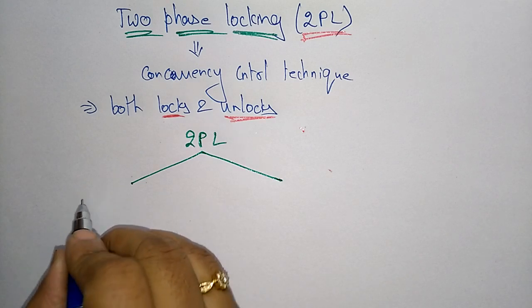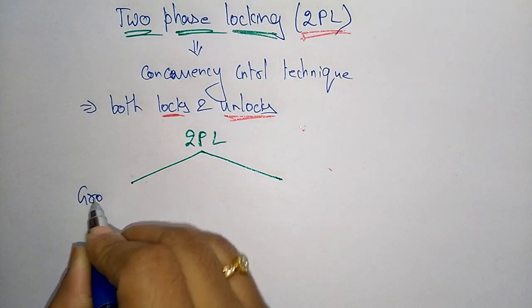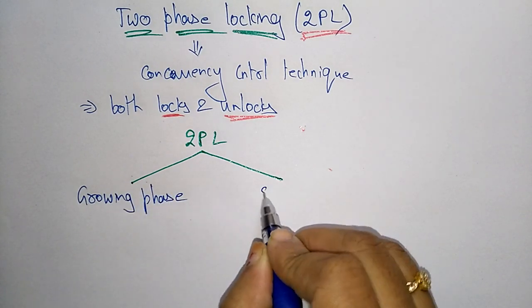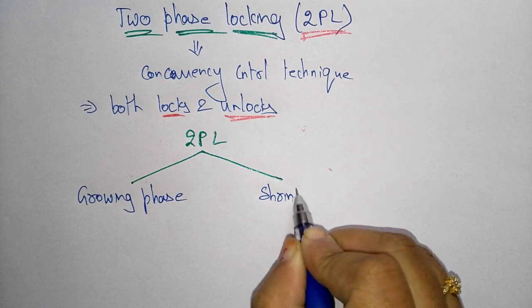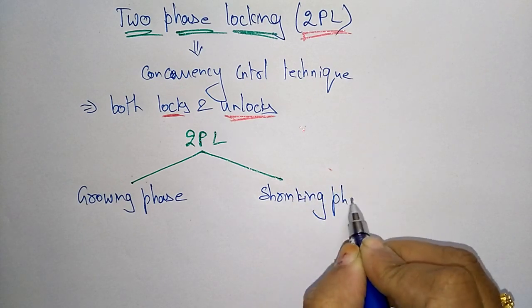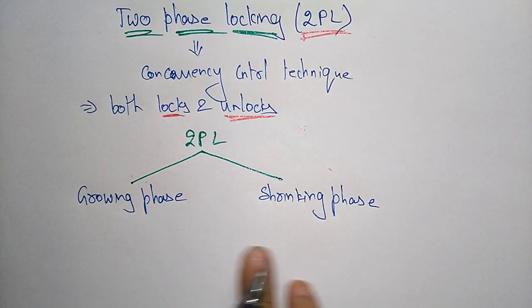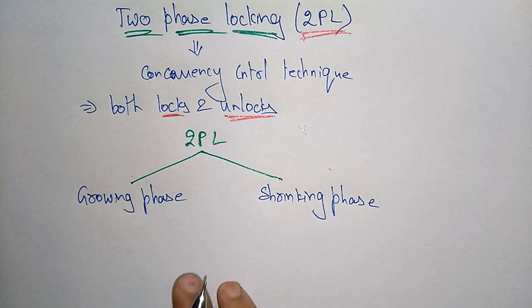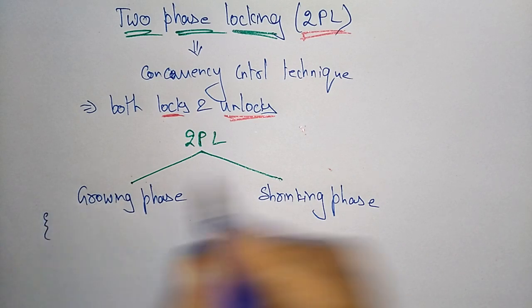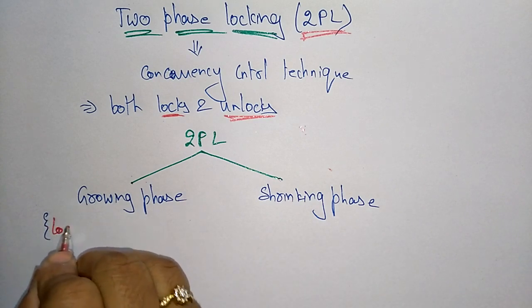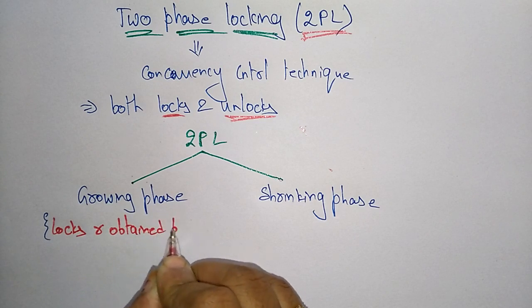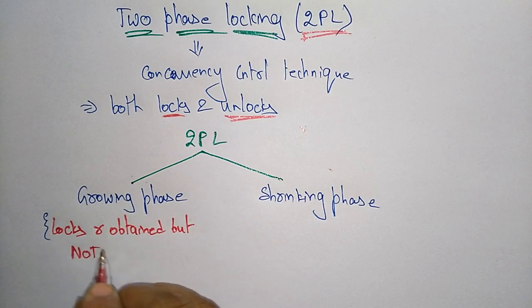One is the growing phase and another is the shrinking phase. So two-phase locking is divided into two phases: one is the growing phase and one is the shrinking phase. In the growing phase, locks are obtained but not released. The main thing here is, locks are obtained but not released.